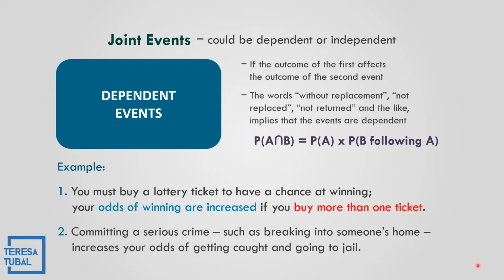How about example number 2? This example number 2 is dependent events because, as you can see, committing a serious crime such as breaking into someone's home increases your odds of getting caught and going to jail. So if you commit a serious crime, the chance of getting caught or going to jail increases. The outcome of the first affects the outcome of the second event.